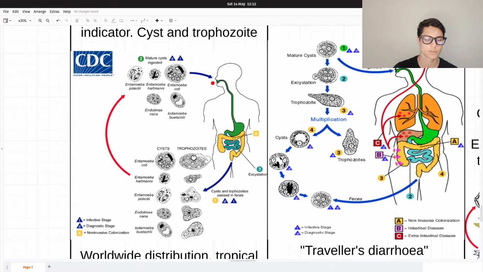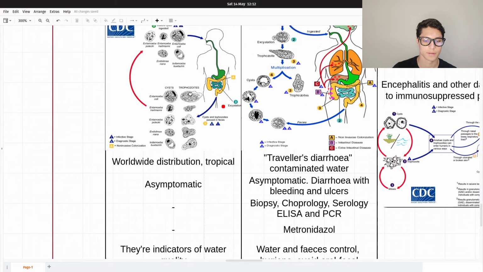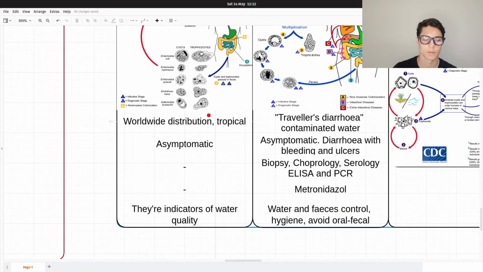The life cycle is not really important as they are not pathogenic, but they exit the host in form of cysts and trophozoites, and then they mature and we ingest them again, and they exist in the intestines. So this is a very simple cycle.